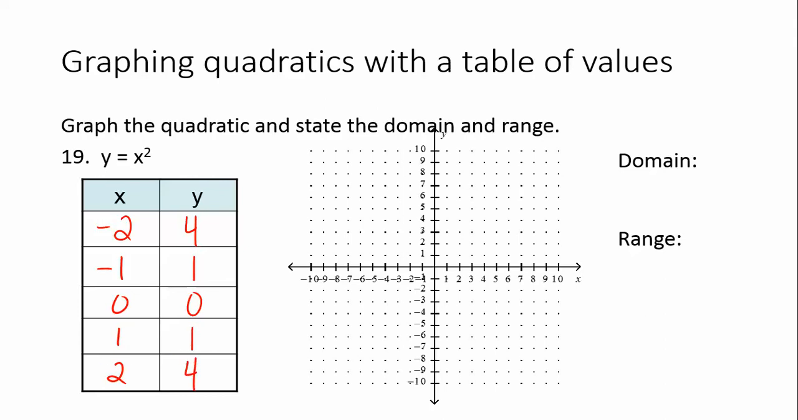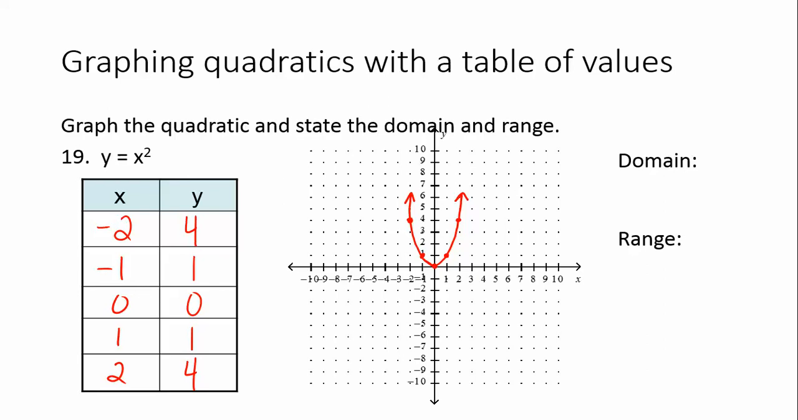So now we need to plot the ordered pairs. -2, 4. -1, 1. 0, 0. 1, 1. And 2, 4. Remember, these are U-shaped curves, so don't make them V-shaped. Try to give them a U shape to them. Okay, there's a parabola. So we've graphed number 19.